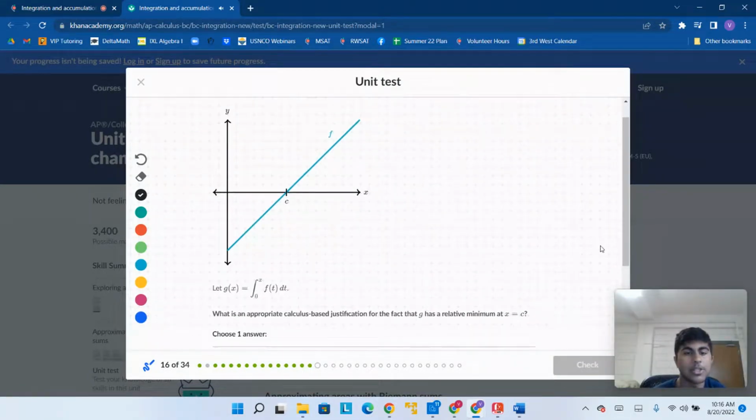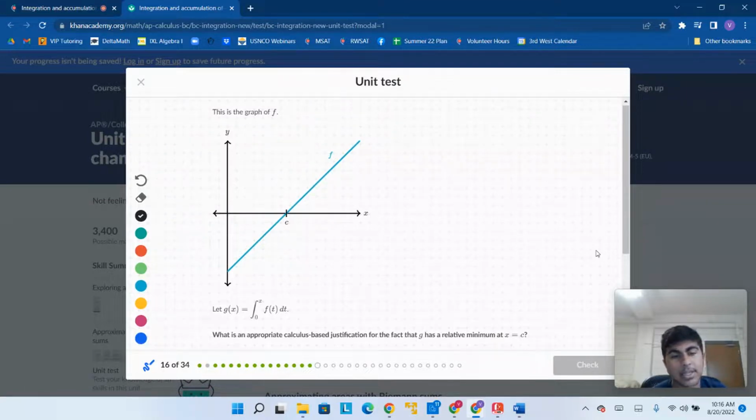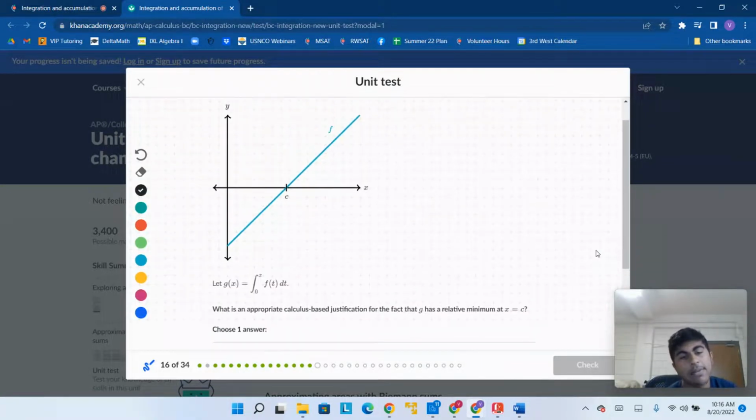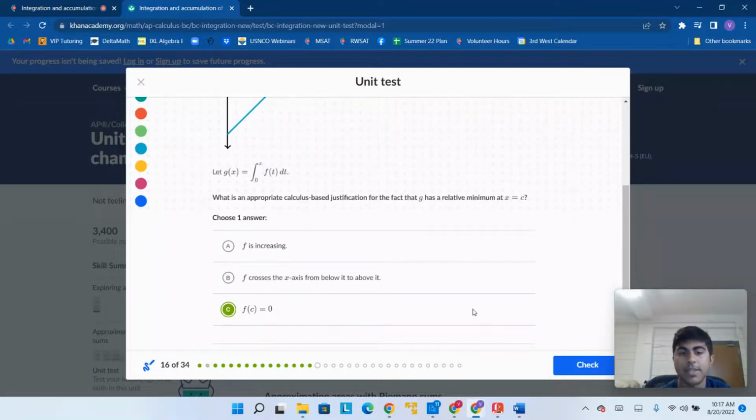Graph of f. Let g of x equal the integral from 0 to x of f of t. What is an appropriate calculus-based justification for the fact that g has a relative minimum at c? Let's think about this. Well, what do we know? First of all, we know that f of t is actually the derivative of g of x. If we take the derivative of both sides, we get that g prime of x equals f of x. So f of x is the derivative. So at x equals c, f of x is 0. f of c is 0, and that's the derivative.